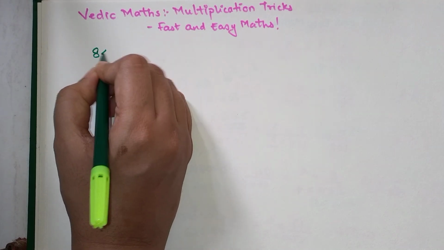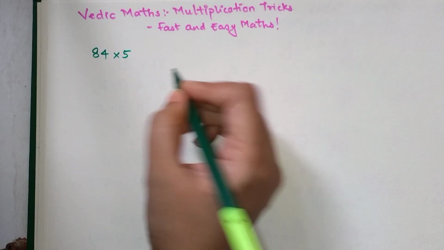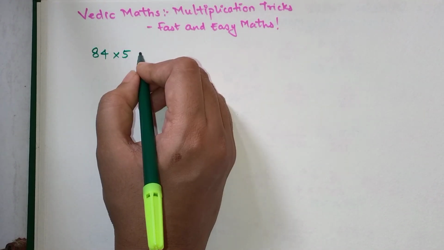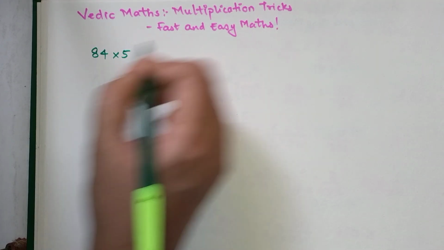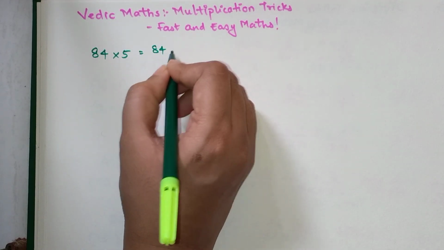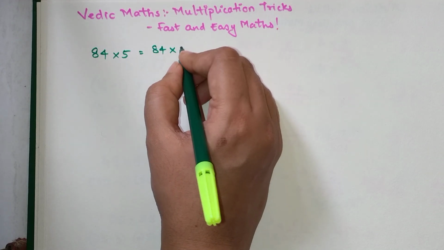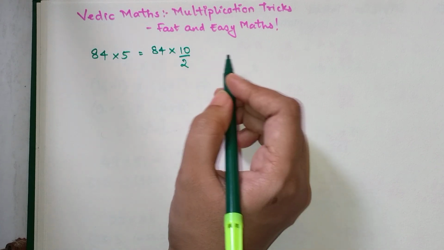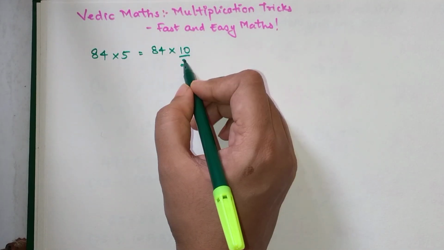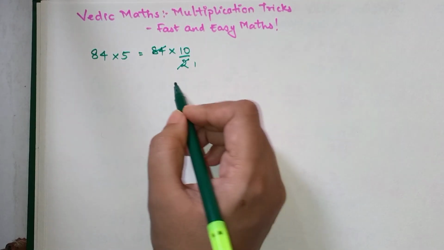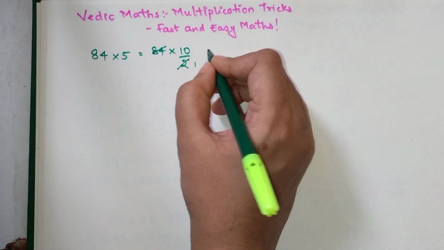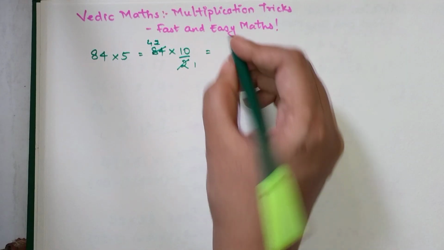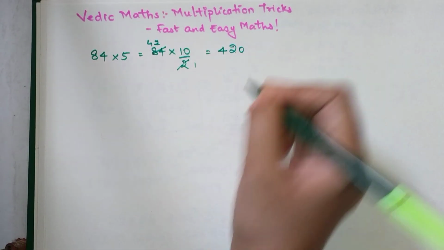If we had to multiply 84 into 5, instead of multiplying this with 5 directly, how about we convert the 5 as nothing but 10 by 2? I can definitely write 5 as 10 by 2, right? So now I just have to quickly divide 84 by 2, and 2 42s get me 84. So my final answer is 420.